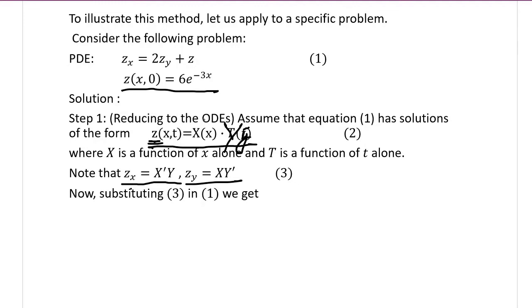Now when I'm partially differentiating with respect to y, it is vice versa. The capital X term can be treated as a constant, and capital Y is the only part which is a function of y, so it becomes X into Y dash. Now we are going to substitute all these things into the given PDE, and then we will find the solution.